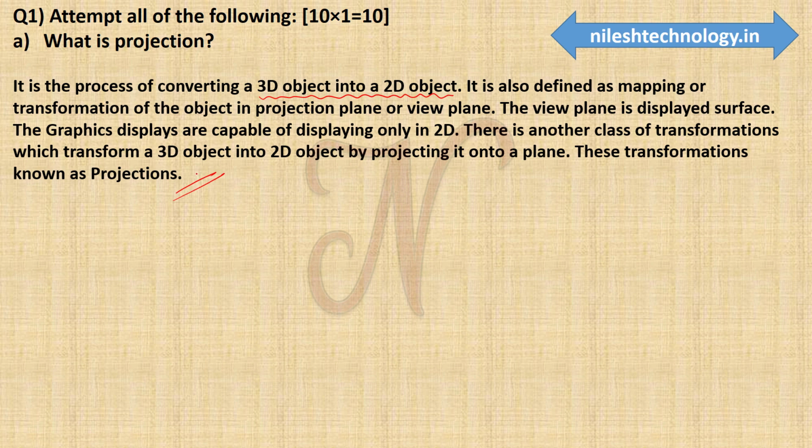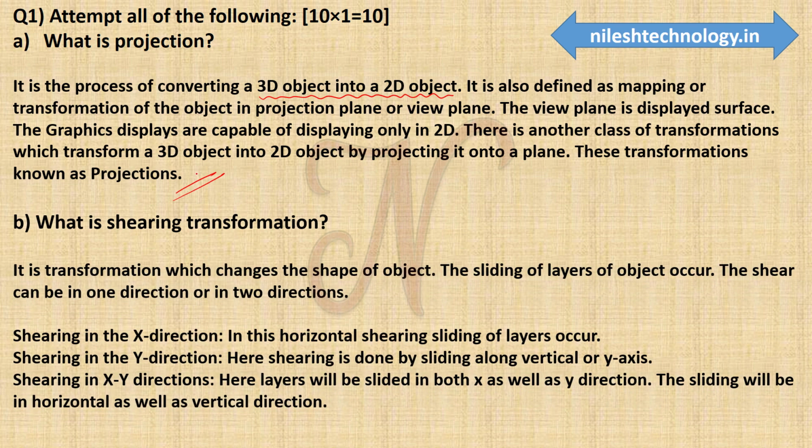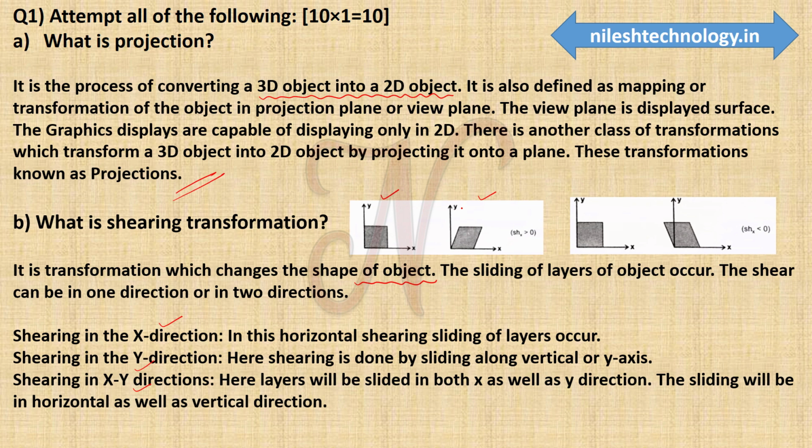The second question is, what is the shearing transformation? There are many transformation techniques, and shearing is one of them. It is a transformation which changes the shape of an object. It can change the shape using the x direction, y direction or the xy direction. If this is your original shape, then we apply shearing in the x direction, similarly shearing in the y direction, and shearing in the x and y direction. Okay, proceed to the next section.